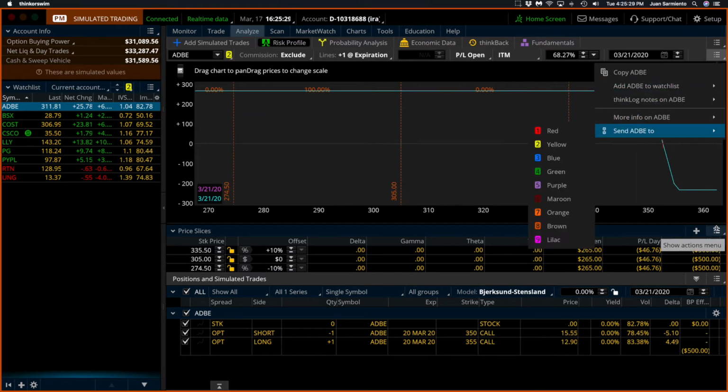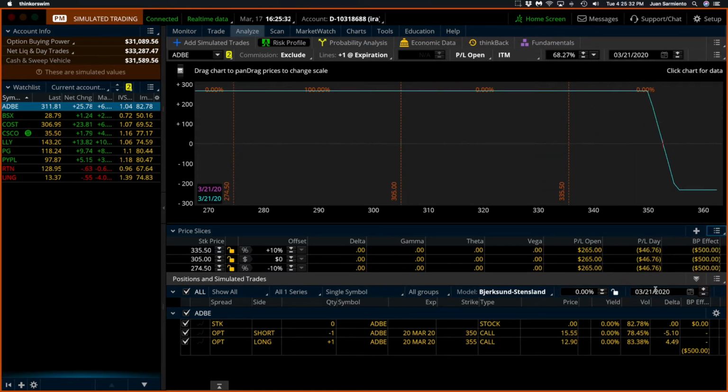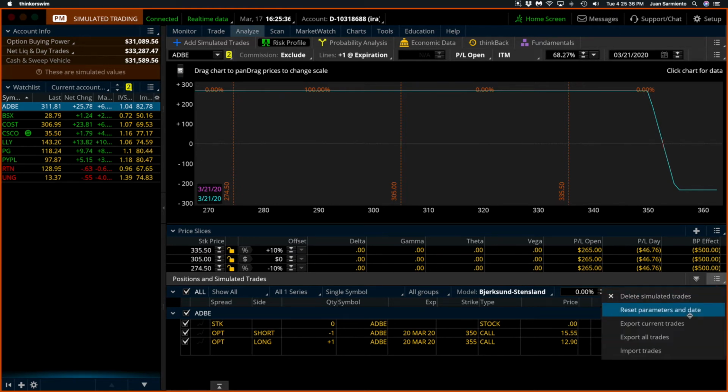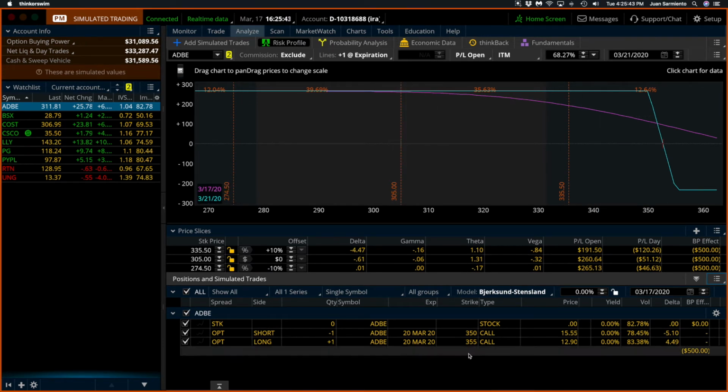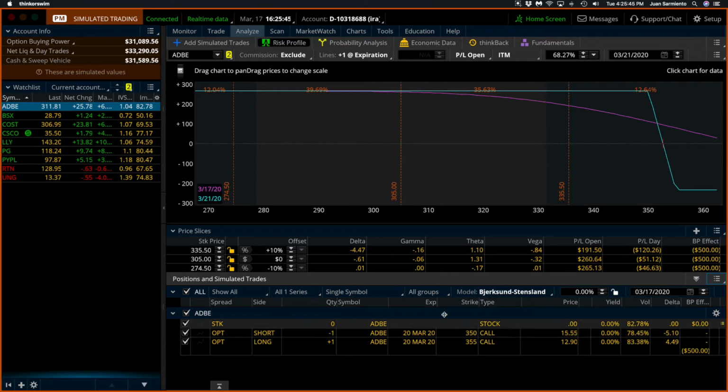Let's reset here to make sure that we have everything. Reset parameters. So we are right here at 305, and this is due to expire. I have no worry that the stock will bounce from 307 to 355. 305 to 355, not very likely.